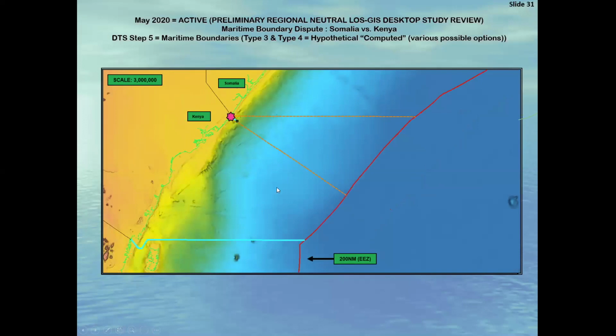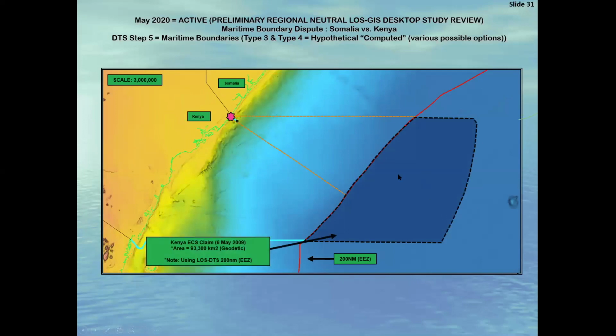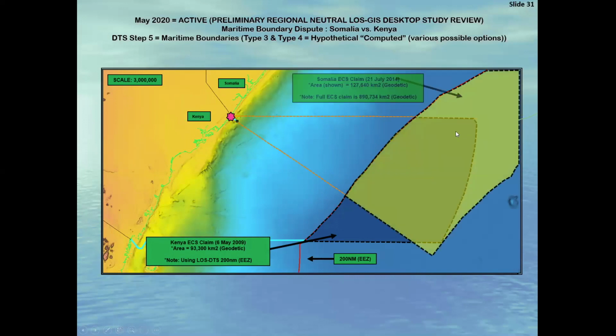And then we consider the final one, which is really gaining traction in the last couple of years, which is the onslaught of the extended continental shelf. Here's Kenya's claim, about 93,300 square kilometers, lodged 6 of May 2009. Here, directly on top of it, is part of it in our desktop study, showing Somalia's July 2014 claim. It's only about 127,000 square kilometers, the area in yellow, but their entire claim is almost 900,000 square kilometers, which is 10 times the full claim of Kenya. So keep that in mind when you're thinking about equity and fairness.